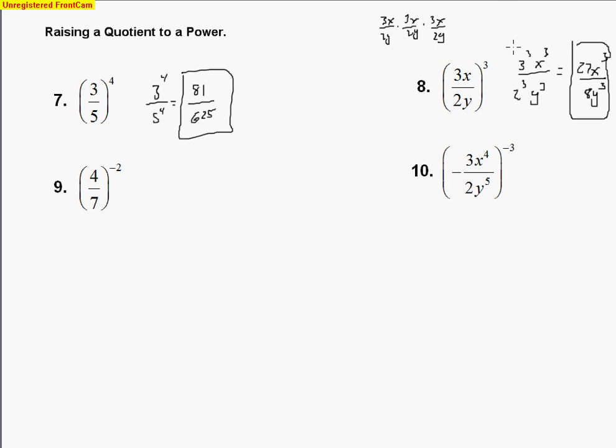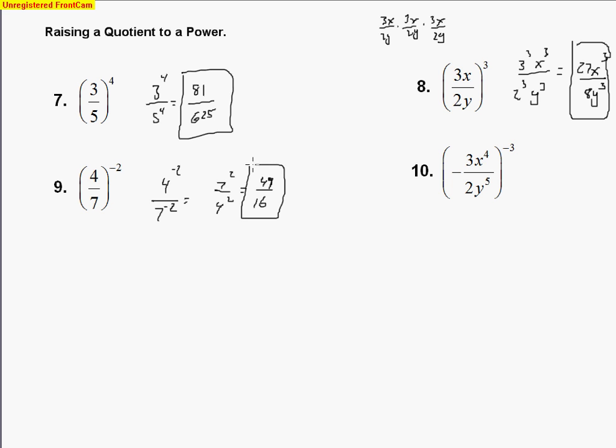And looking at the next one here, we've got a negative exponent, and that's no problem. We'll just go ahead and bring each part to that negative second power. And before we multiply those, let's take the reciprocal to make those positive. So we have now 7 squared over 4 squared. And we go ahead and multiply that out. 49 over 16 is what we end up getting there.